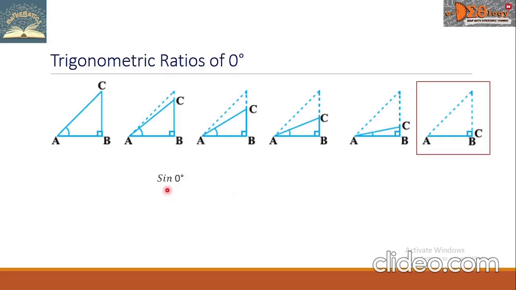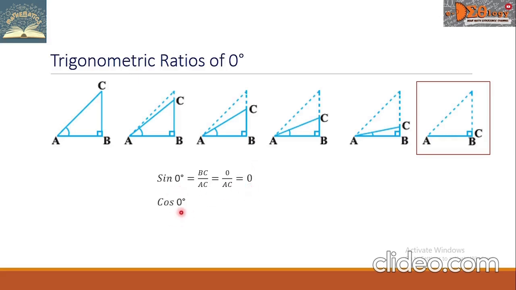Let's begin with sine 0 degree. We know that sine is opposite over hypotenuse. Using our final figure here, that will be BC over AC. We can see that BC equals 0 over the side AC. So we simplify this as 0. That means sine 0 degree is 0.